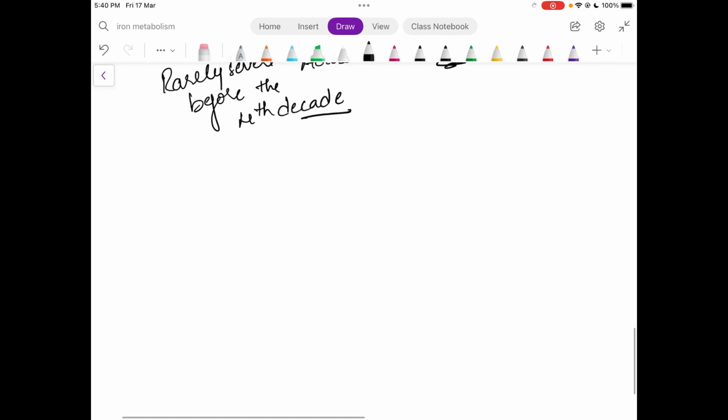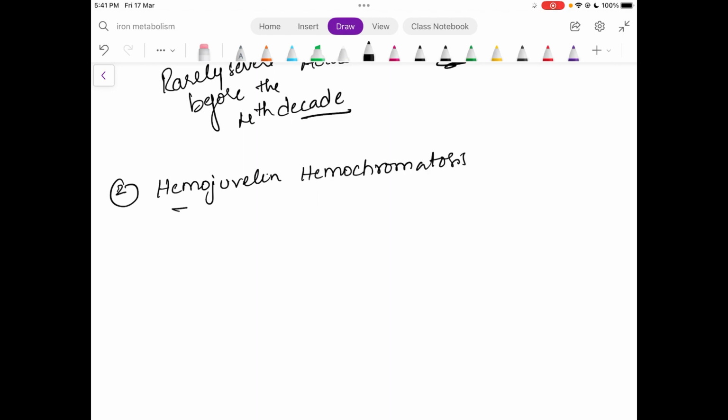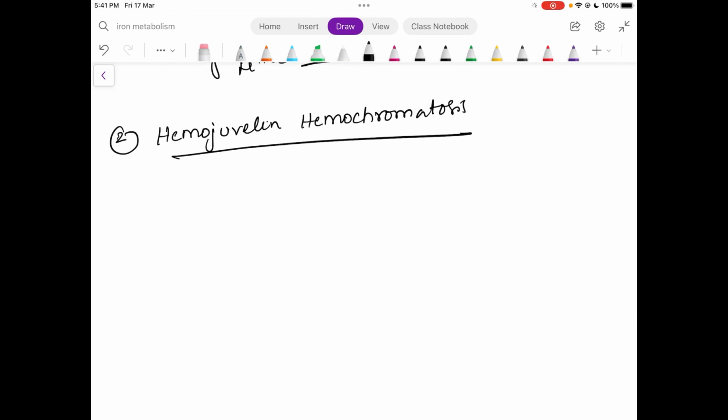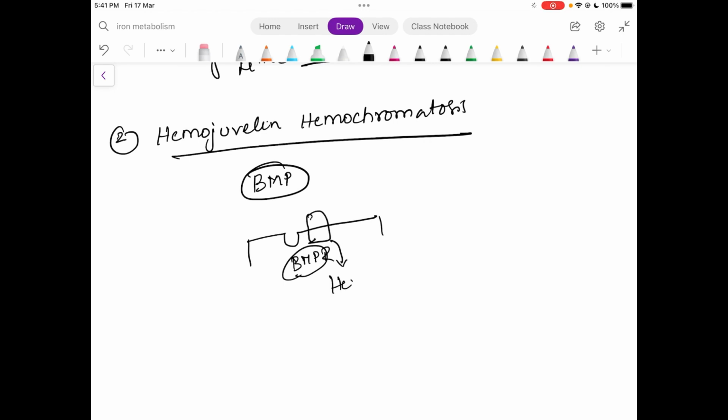And next is hemojuvelin hemochromatosis. What happens here? We have a bone morphogenic protein, BMP, and at the tissue level we have BMP receptors, and along with the BMP receptors on this side we have a co-receptor called hemojuvelin.